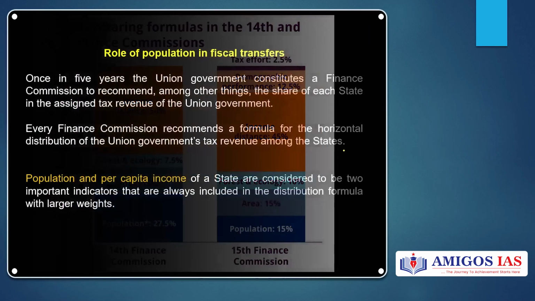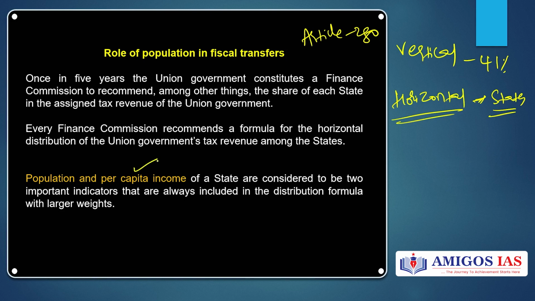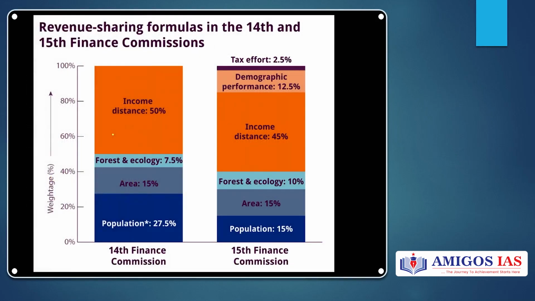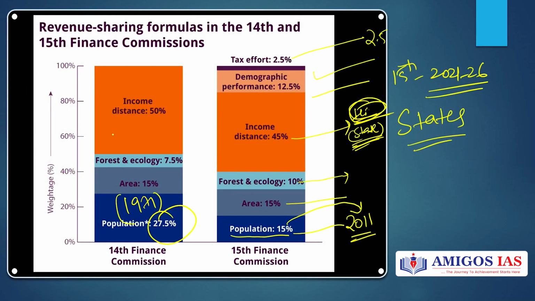Let us go back to this point here. Population and per capita income are two important indicators in the distribution formula. How much tax proceeds have to be distributed to the states? Larger weight is given again to population and per capita income. Income again is affected because of population. If you have more population, maybe because of that there could be less per capita income also. So again, it is coming down to the population itself. So it means states which have less per capita income because of their population are given more money as per the finance commission.